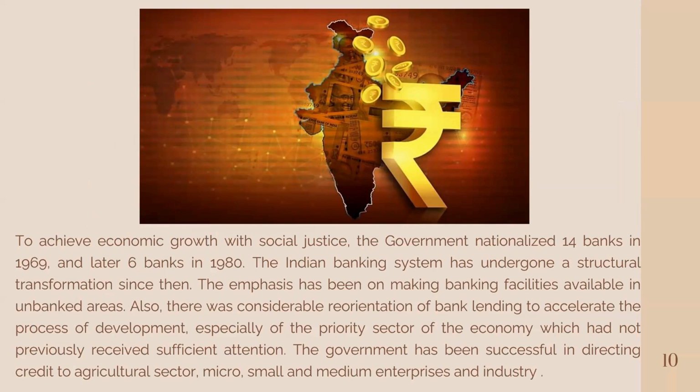To promote economic growth with social justice, the Government of India nationalized 14 major banks in 1969, followed by the nationalization of six more banks in 1980. These steps transformed the Indian banking system significantly. A major focus after nationalization was to make banking facilities more widely available in unbanked and rural areas. Additionally, there was a major shift in the lending priorities of banks. Instead of focusing mainly on large industries and business houses, banks were encouraged to lend to the priority sectors of the economy, which included agriculture, small and medium enterprises, and the micro sectors. These areas had not previously received sufficient attention.